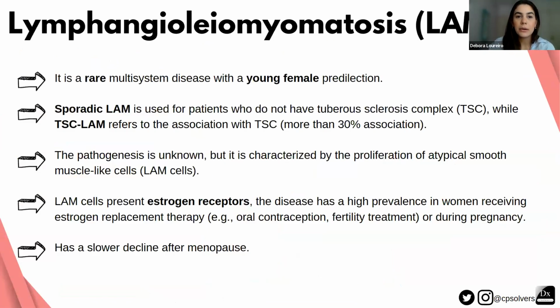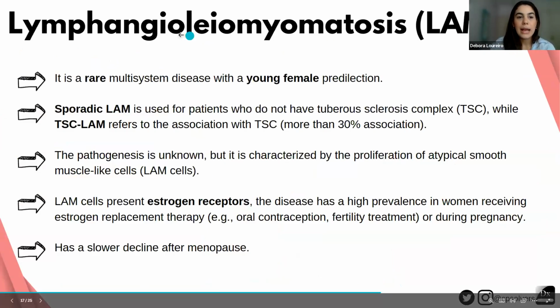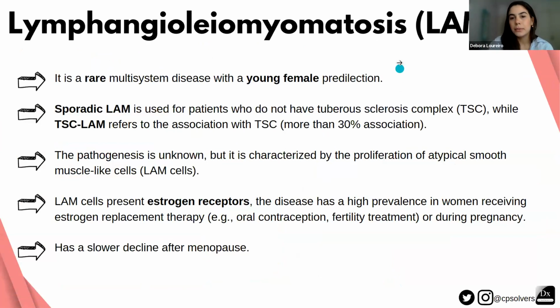So in this case, our patient had LAM. And here I put some high-yield information about the disease. It's extremely rare, happens in young females, and can be hereditary or sporadic. The hereditary form can be associated with tuberous sclerosis complex.